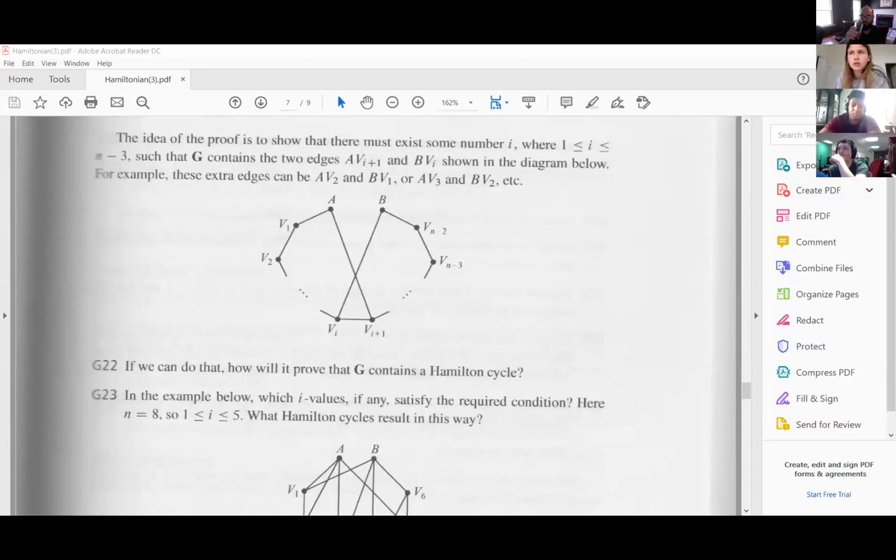Isn't it just saying that if A is connected to a vertex, then B is going to be connected to the adjacent one, to one adjacent one back, I guess? Yeah.